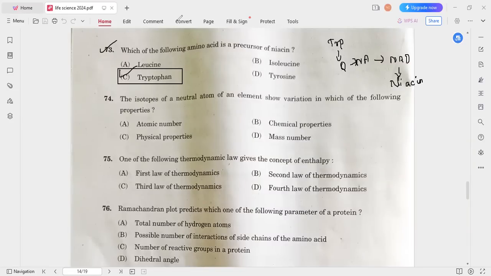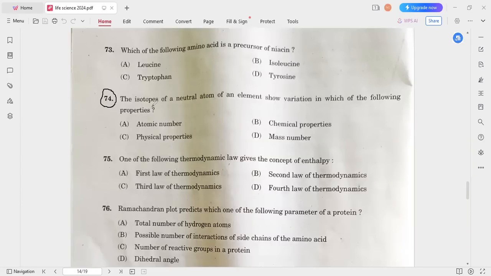Okay, so now move on to the next question, that is question number 74. The isotopes of a neutral atom of an element show variation in which of the following properties?